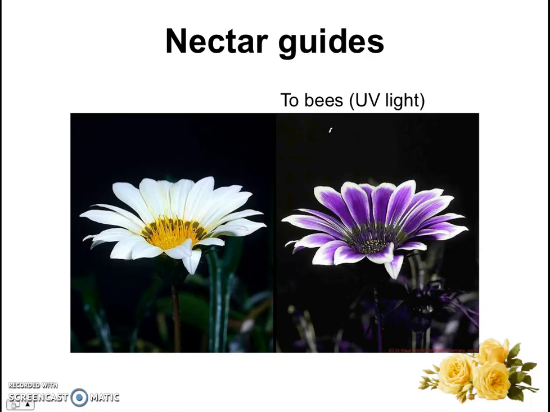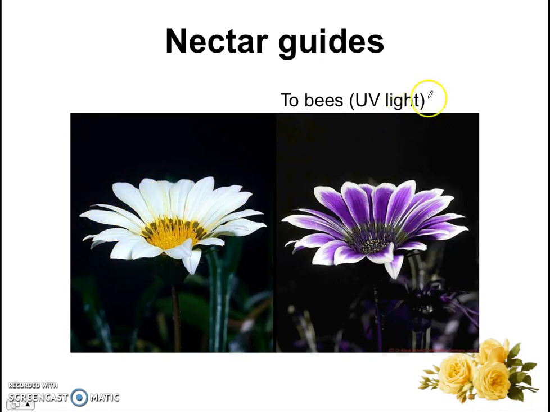Now, before we end, just an interesting picture to share with you guys. So this is what I was talking about, the nectar guides. Sometimes there are little patterns in the flower petals to show insects where to go to get the nectar. But if you take a look at this flower here, it looks very plain, right? There's not really any arrows or nectar guides.